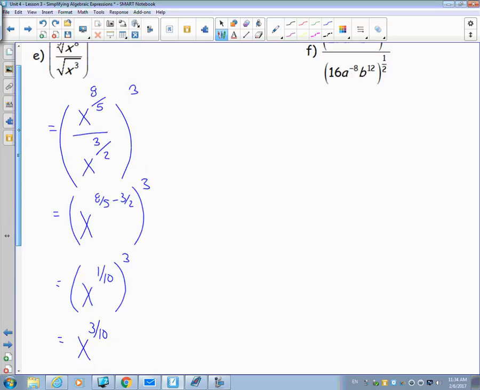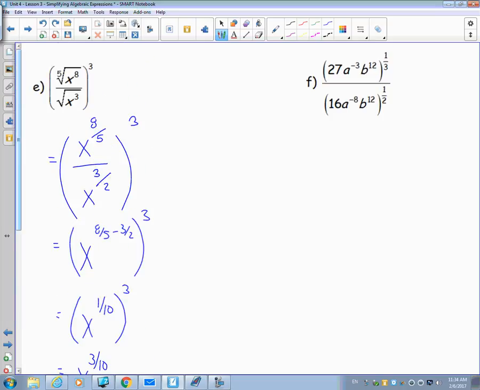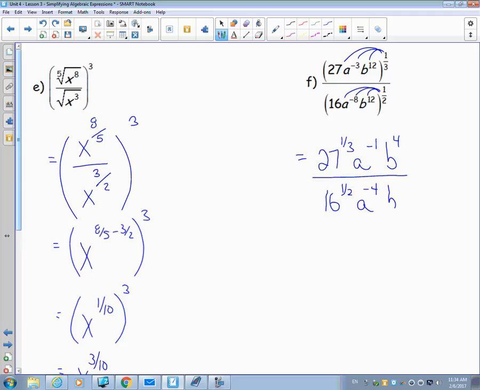Okay, try the next one. I have BEDMAS. Is there anything I can do inside the brackets? Not really. So I follow my E, exponents. I have to apply the 1/3 to each of these things. Similarly on the bottom, the 1/2 to each thing. So 27 to the 1/3, a to the negative 1, b to the 4. Multiplying by 1/3 is the same as dividing by 3, right? Same thing on the bottom, 16 to the 1/2, a to the negative 4, b to the 6.